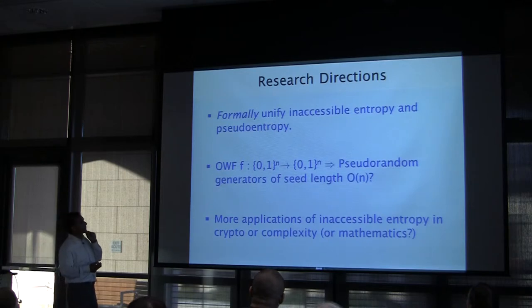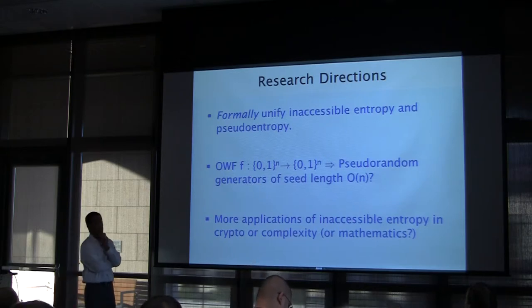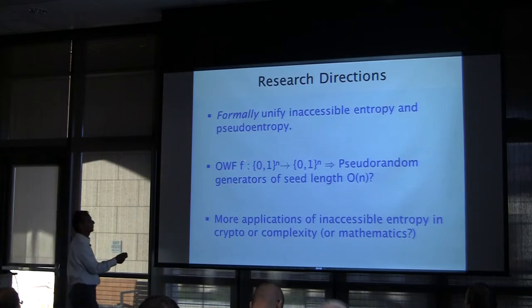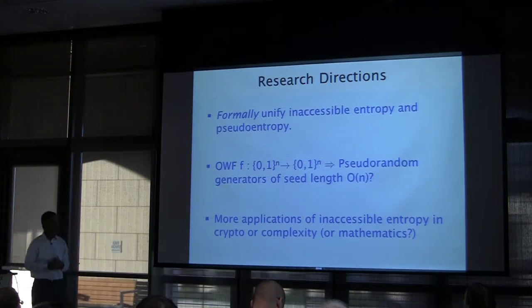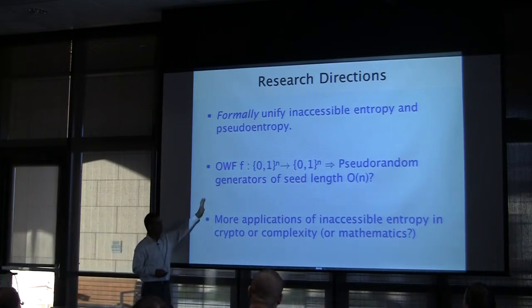All right, so in terms of things left to do in the future: one, I mentioned there seems to be this duality and analogy between inaccessible entropy and pseudoentropy, but we don't know a formal way to say that yet. Right now it's more intuition. So can one formally connect the two? Also, the question I mentioned earlier: can one get a really efficient construction of pseudorandom generators from one-way functions, one that has hope of being practical? We don't know right now. My current guess is negative, but it changes from time to time.